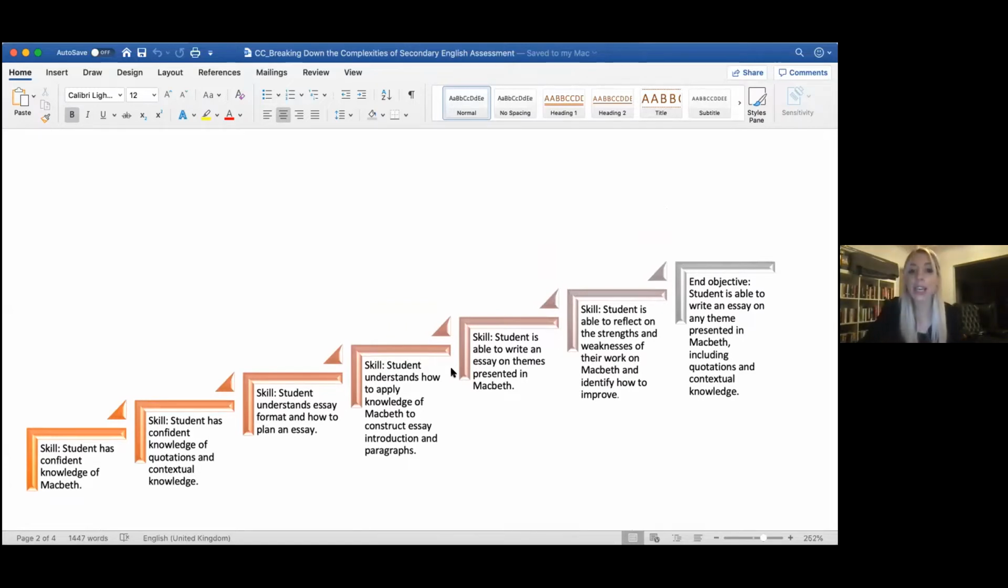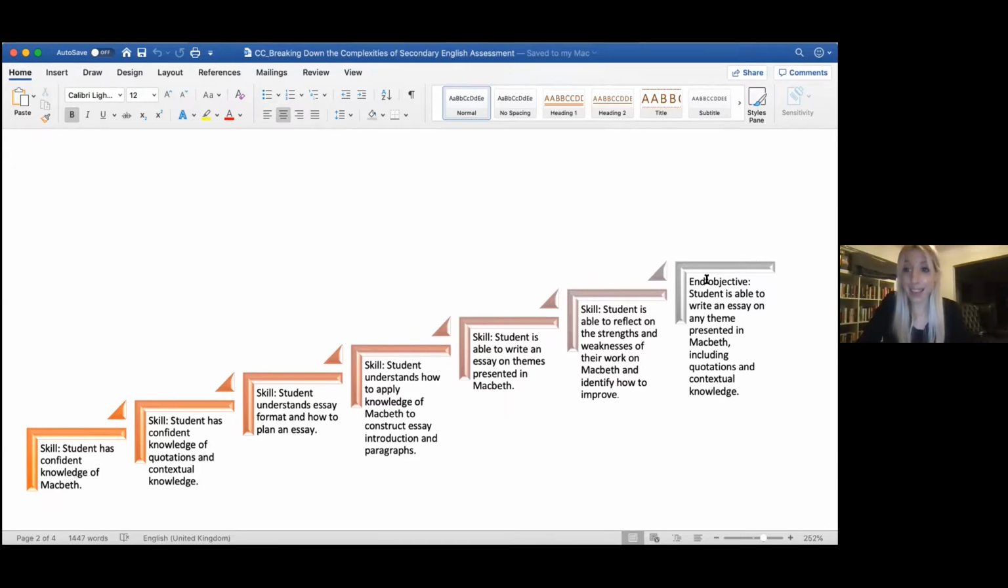Essentially, when I go into a module, for example the one I've given is Macbeth, I think about what is my end objective. My end objective in the case of Macbeth, over here on the right, is that students will be able to write an essay on any theme presented in Macbeth, including using quotations and contextual analysis. That's my end goal.